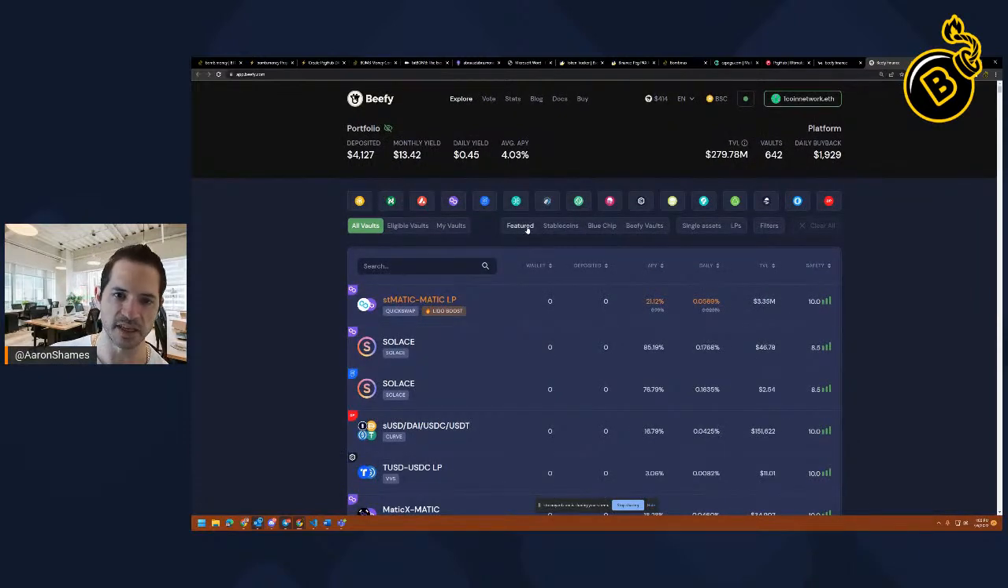Because bridging is so easy nowadays that when you're comparing where you want to farm, it makes sense to not look at one specific chain. You may as well just look at all the chains, right? And figure out where the best opportunity is.